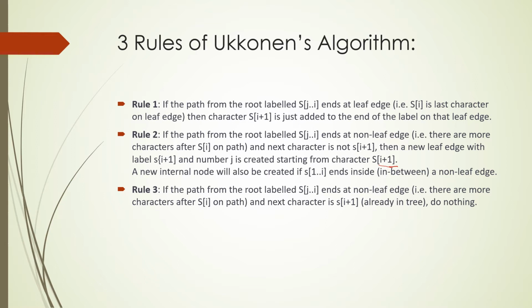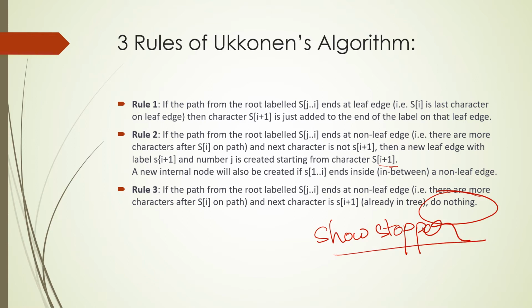That is rule 2. And rule 3 is an interesting rule. If the path from the root label ends at a non-leaf edge and the next character is already there, then, whereas if it is not there you create a new leaf, if it is there, do nothing. That's why this is also called the showstopper. You are doing nothing when you encounter rule 3, and so it is called the showstopper.